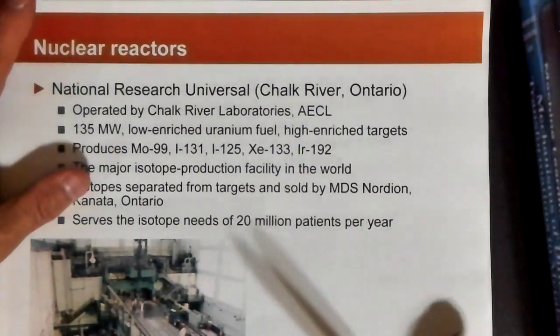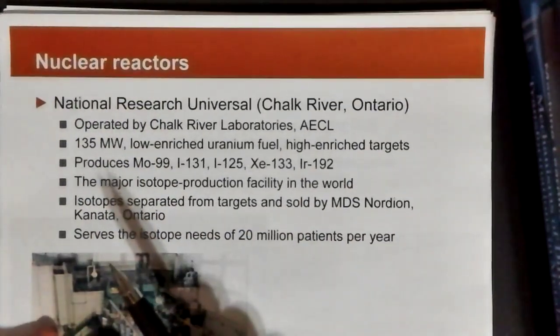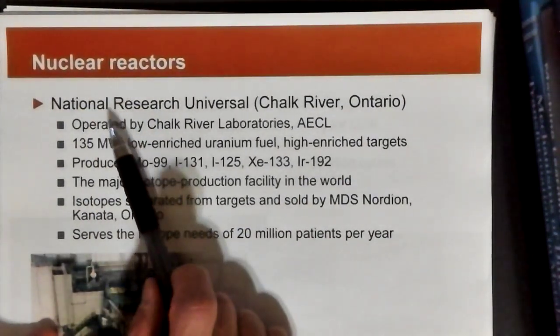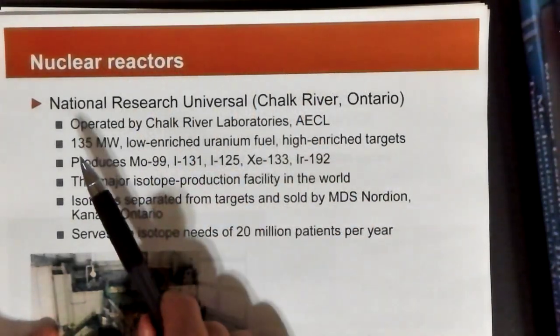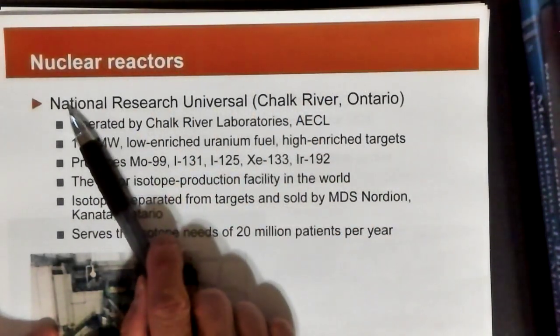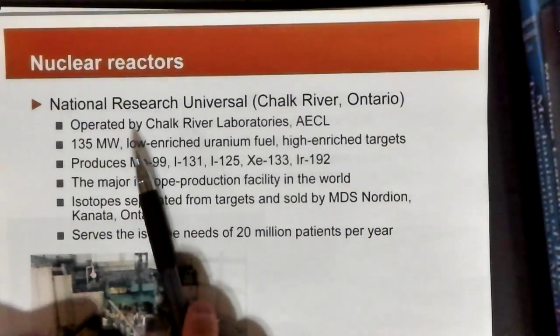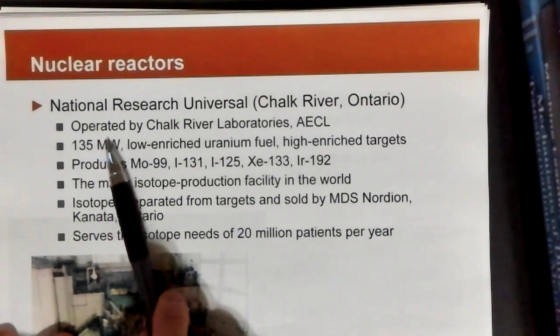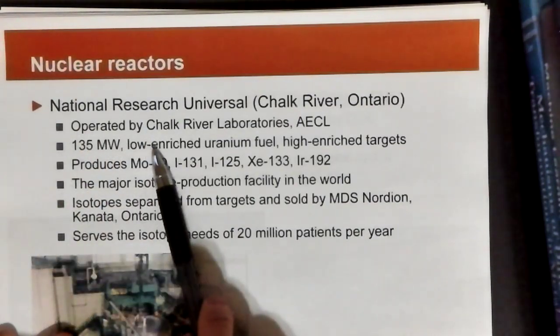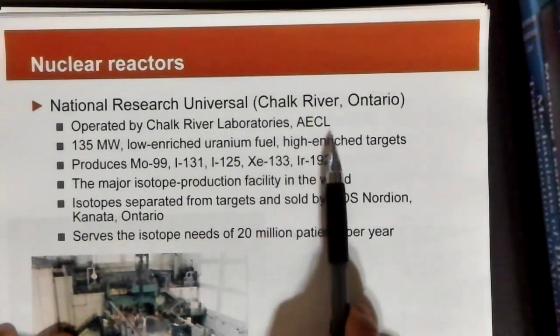Now, we're going to talk first about a few nuclear reactors. The first one is actually no longer in operation. It was at Chalk River, Ontario in Canada, and it was the National Research Universal. This was a 135 megawatt reactor using low enriched uranium fuel and high enriched targets.